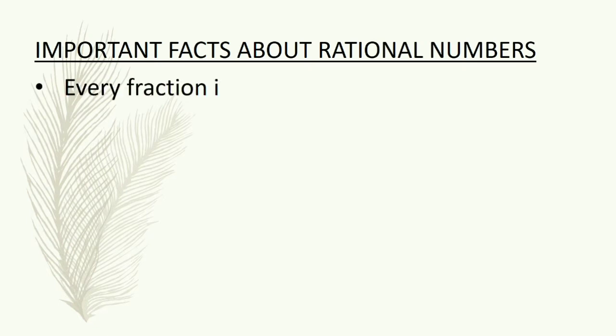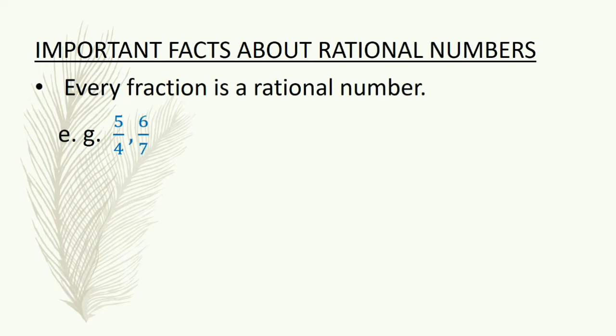Another fact is, every fraction is a rational number. Here we have some examples. 5 by 4, 6 by 7, 3 whole 1 by 2, all these are fractions, they all are rational numbers. The fraction may be proper, improper or mixed fraction, but all those fractions are rational numbers.